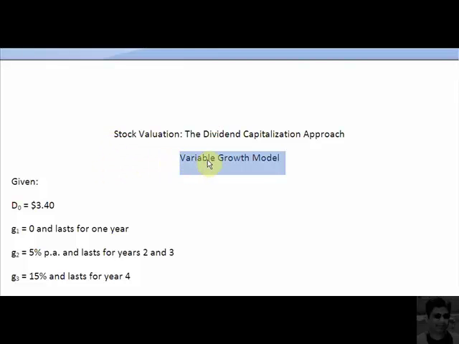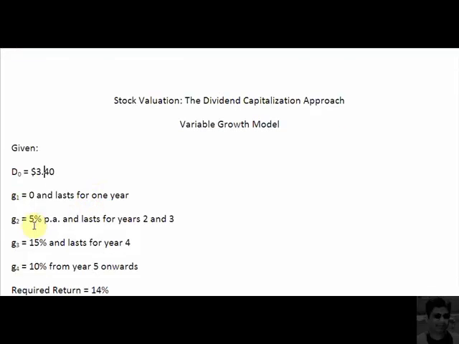For the purpose of applying the variable growth rate model, we have assumed some data here. We have an estimate of the current dividend, D0, which is $3.40. Then we have an estimate of the first growth rate, which is equal to 0, and that would last for the next year. Since this growth rate is 0, the dividend that we are going to get at the end of the first period is going to be the same as the dividend that we are getting now, that is $3.40.